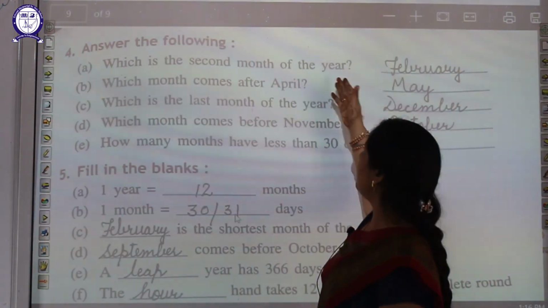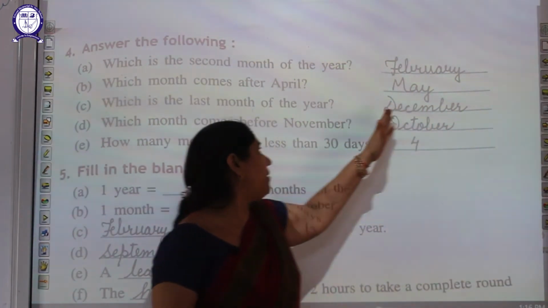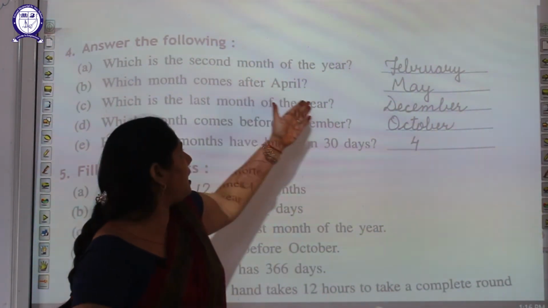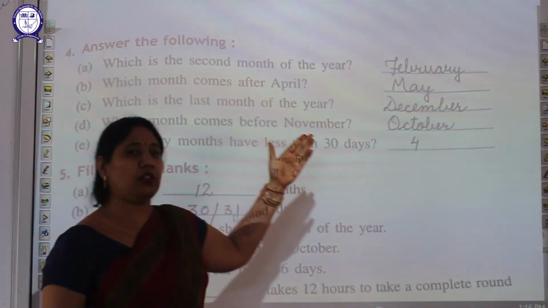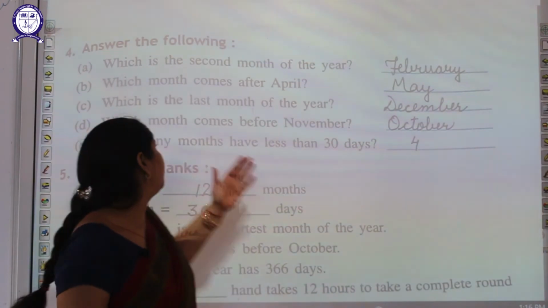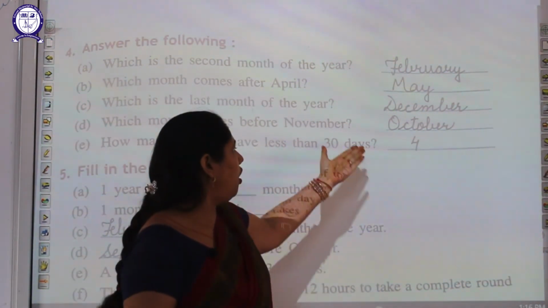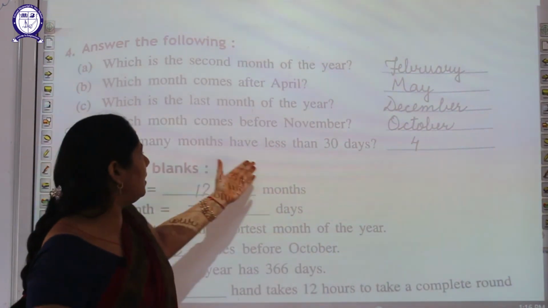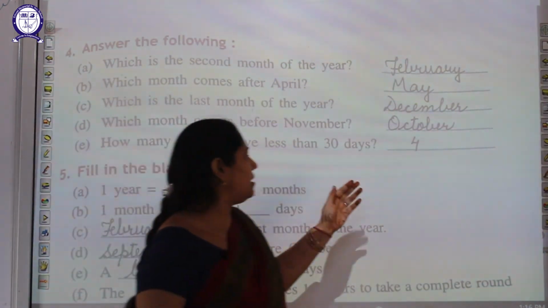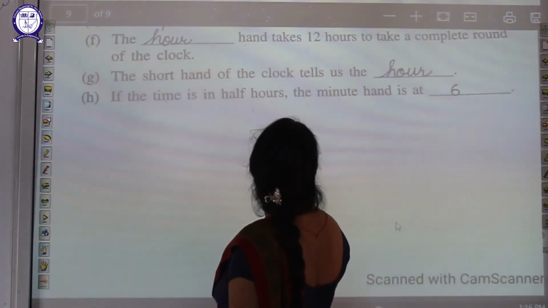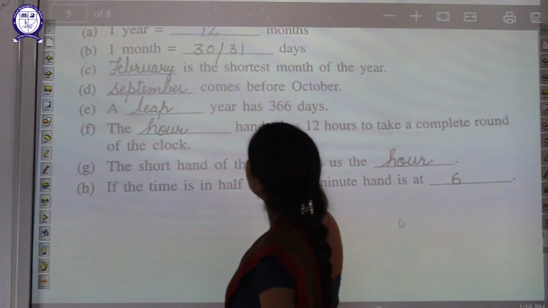Which is the second month of the year? The first month is January and the second month is February. Which month comes after April? After April, May. Which is the last month of the year? That is December. Which month comes before November? Before November, October. How many months have less than 30 days? There is one month that has less than 30 days.